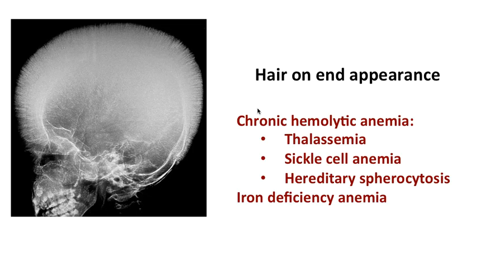So what is this? Yes, this is a classical hair on end appearance, and it is seen in chronic hemolytic anemias like thalassemia, sickle cell anemia, hereditary spherocytosis, and even chronic iron deficiency anemia. And this appearance of long, thin, vertical striations of calcified spicules perpendicular to the bone surface within the diploic space is a result of increased bone marrow activity in response to chronic anemia. Okay, let us see another skull x-ray.